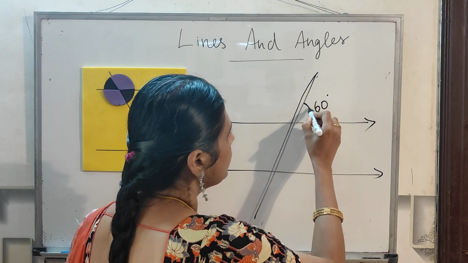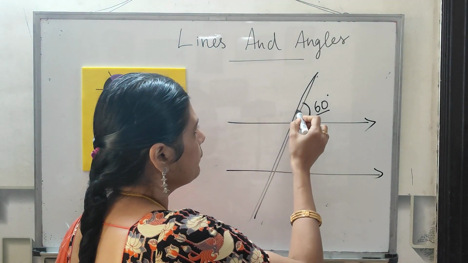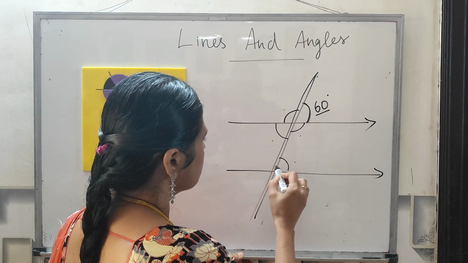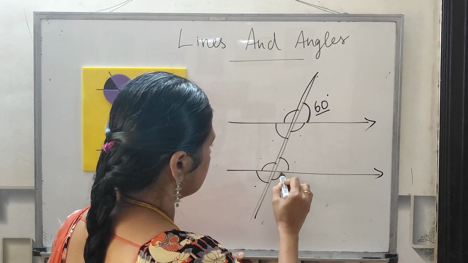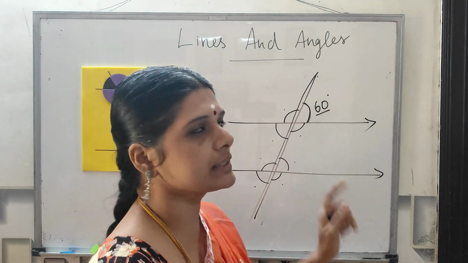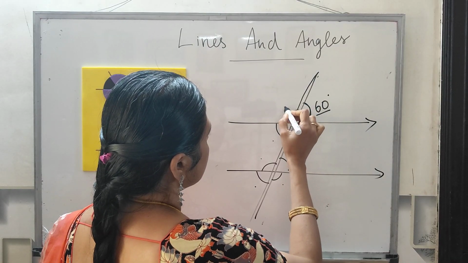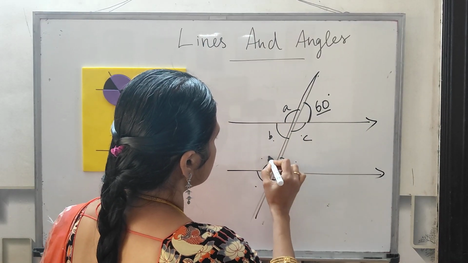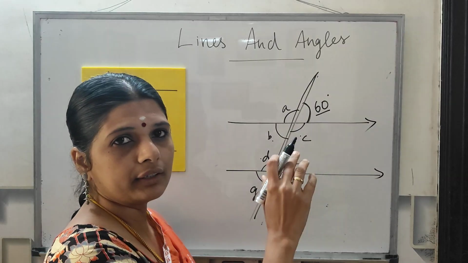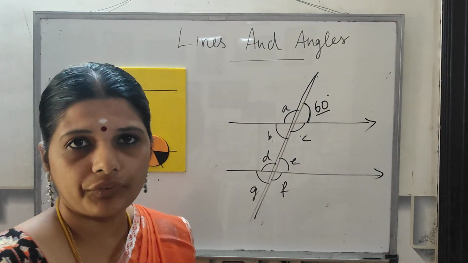By having only one angle, 60 degree, an acute angle, and using this angle, I am going to find all the other angles. Let's see how I am going to find all the other angles by using only the one 60 degree angle. So I can name the angles here first of all: A, B, C, D, E, F and G. I am going to find the values of A, B, C, D, E, F, G now.